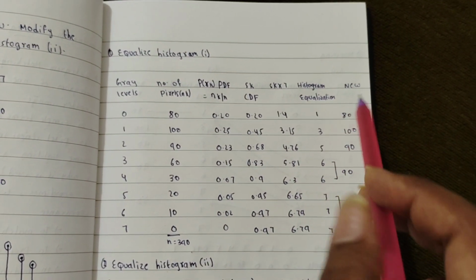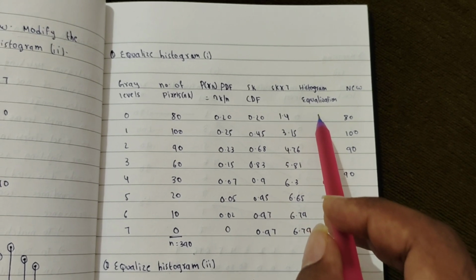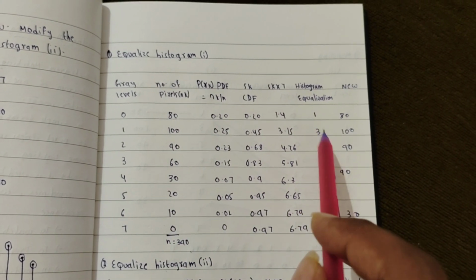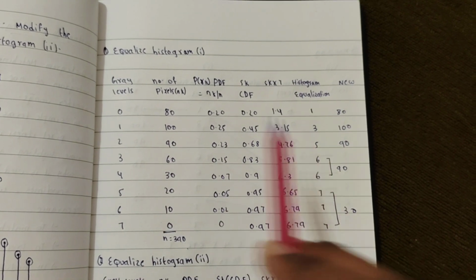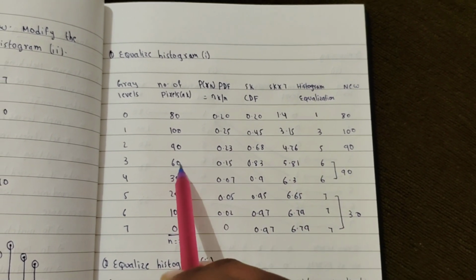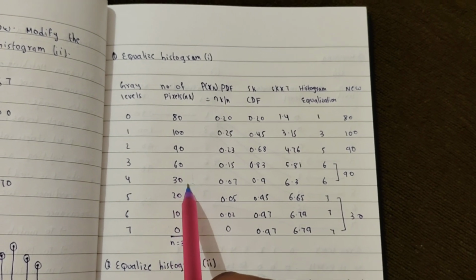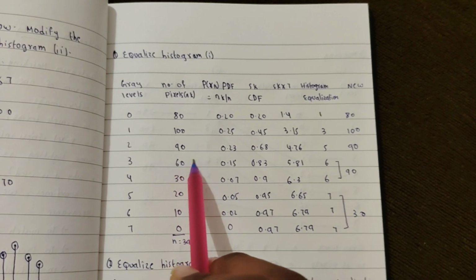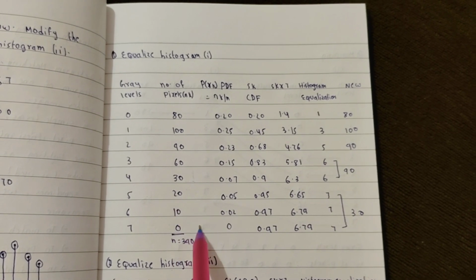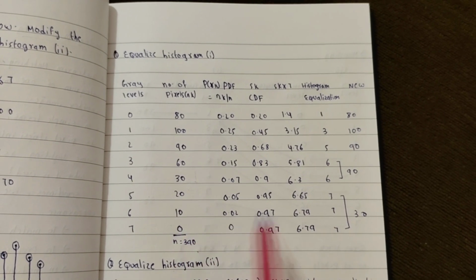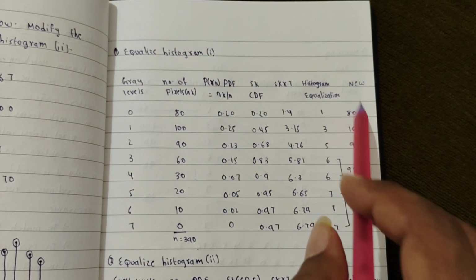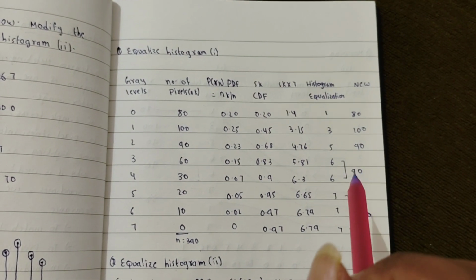This is the new pixel value, and for each gray level we see how many pixels there are. For 1 it is 80. For 3 it is 100. For 5 it is 90. For 6 there are two 6 values, so we need to add these two pixel counts, so for 6 there are 90 pixels. For 7 we need to add these three: 20 plus 10 plus 0, that is 30. For 7 there are 30 pixels. So these are the new pixels we have calculated.